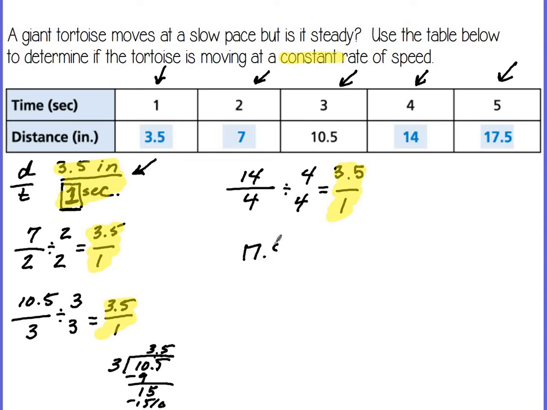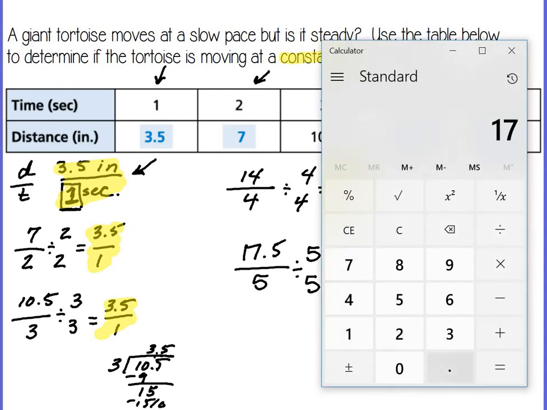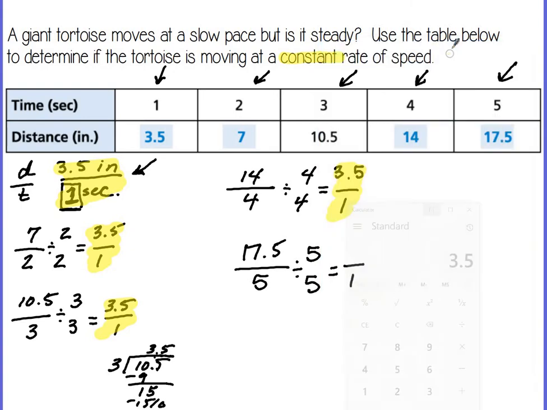So if I have 17.5 to 5, again, I want to know what is that equivalent to if the tortoise were to travel for 1 second. I know to do that, I have to divide by 5, and I have to do that to both the top and the bottom. Again, we're going to pull up that calculator, so 17.5, and I'm dividing it by 5, and sure enough, I get 3.5.